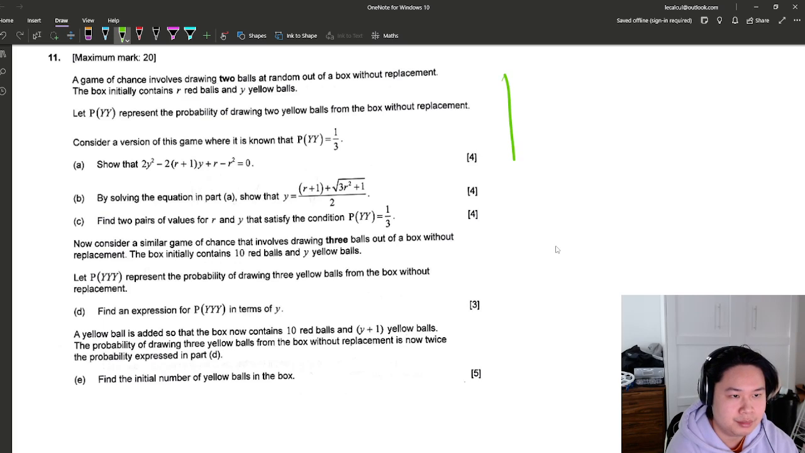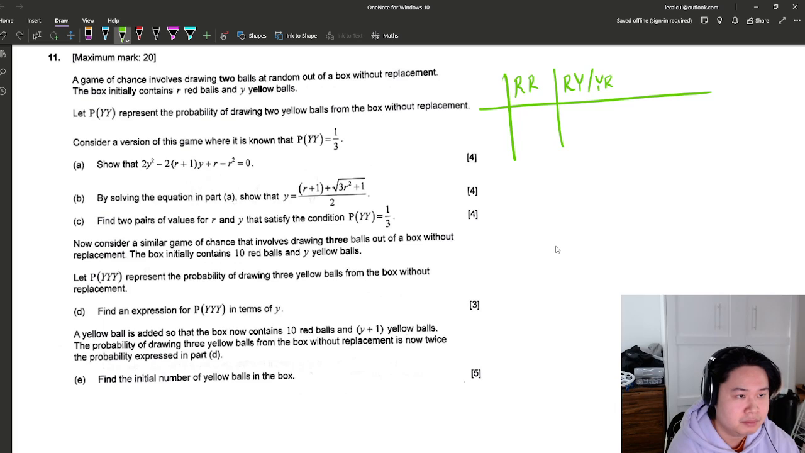So let me just make a table real quick. You could have red, red. You could have red, yellow, or yellow, red. Actually, let's do these as different ones. And then you have yellow, yellow. And you know that this is 1/3. And then we will have expressions for the other ones. Very ugly expressions, but okay.